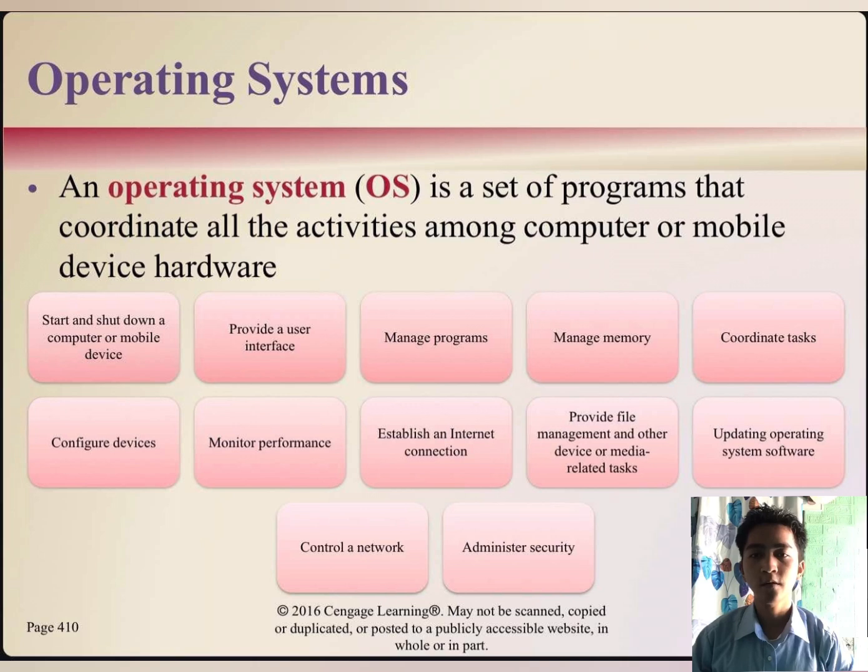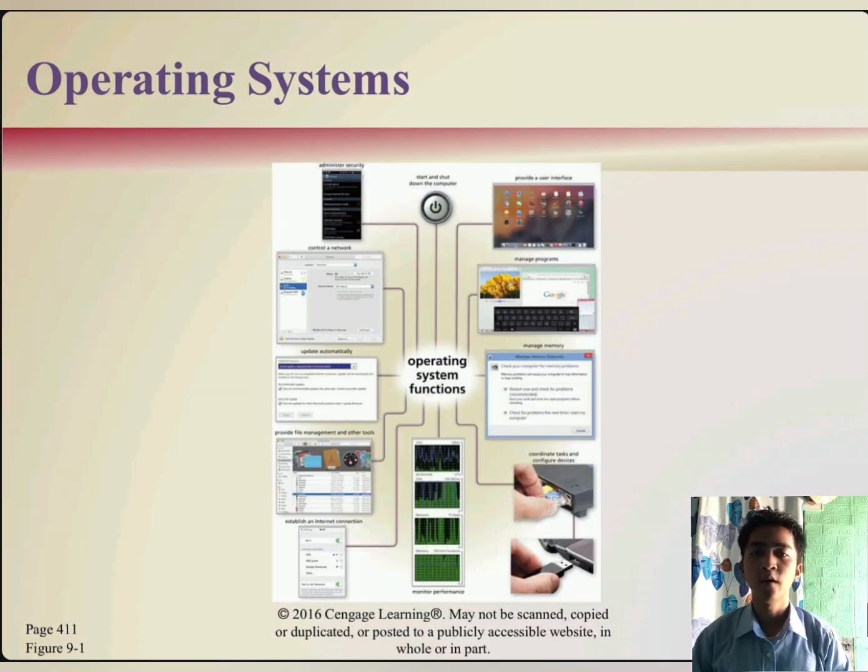The OS, also called operating system, helps a computer or phone work. It controls different tasks like turning the device on and off, running programs, managing memory, keeping files organized, and making sure everything works smoothly. This slide shows examples of what an OS does, like allowing you to connect to the internet, update software, manage files, and control security settings.